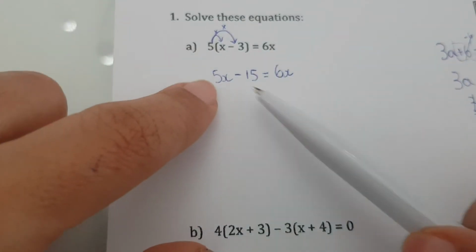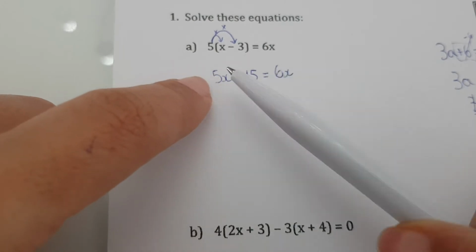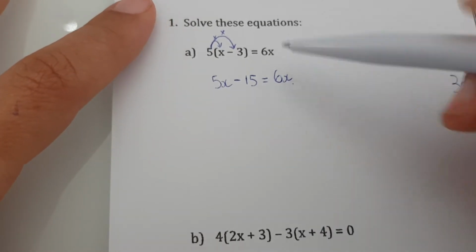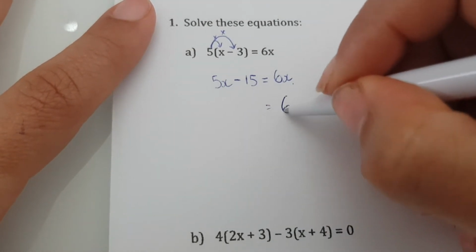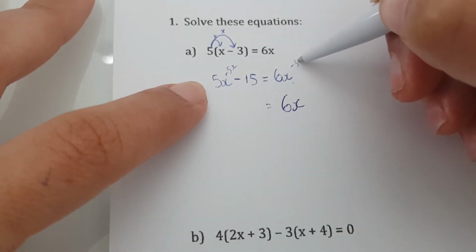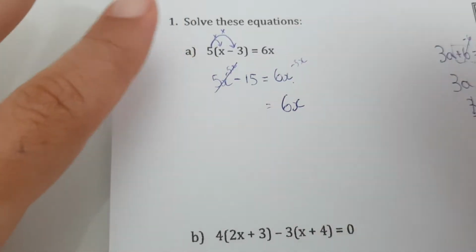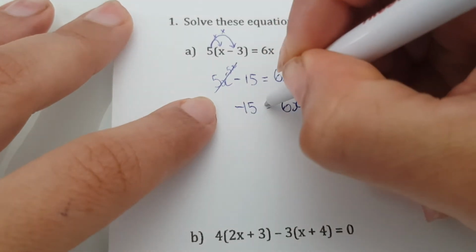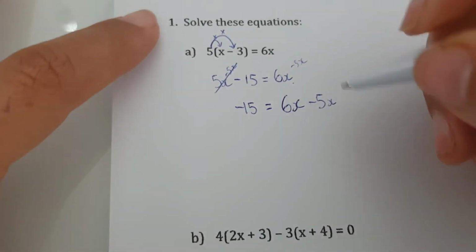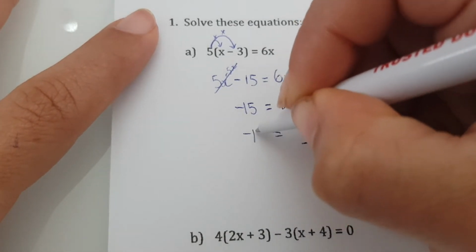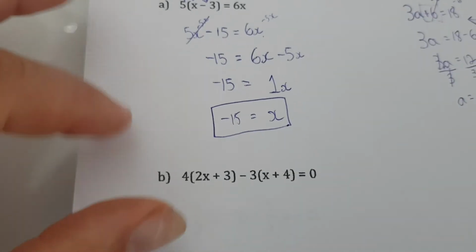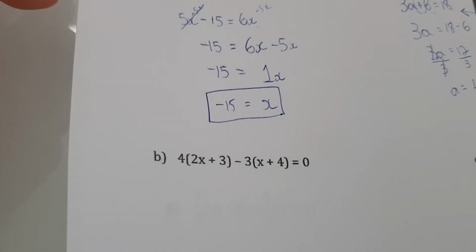Now I have a 5x and I have a 6x. Which one would you prefer if they were money? Would you prefer 5 euro or 6 euro? 6 euro would be better. So get the x's on this side. I have 6x, so I need to eliminate the 5x. So minus 5x over there and minus 5x over here as well. On the left hand side, I will just have a minus 15. 6x minus 5x gives us just 1x, and that is the value. It's already obtained. x is negative 15. We have the answer. Basically the first step is a little bit different. The rest is the same.